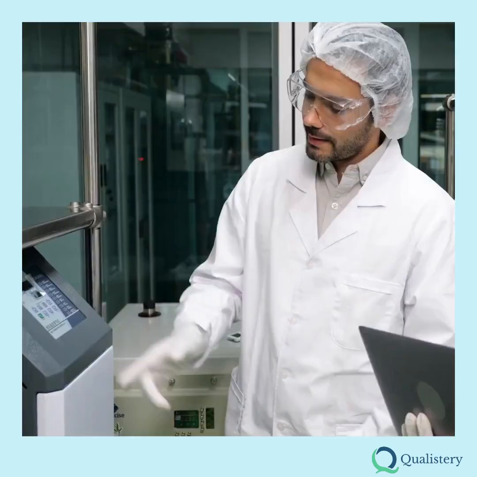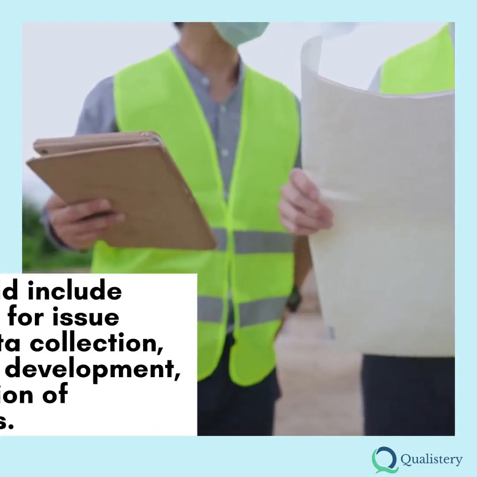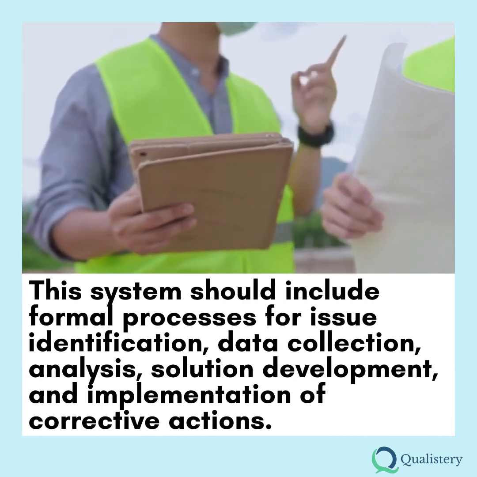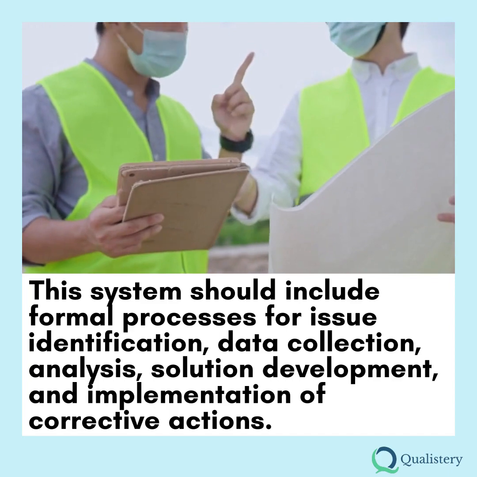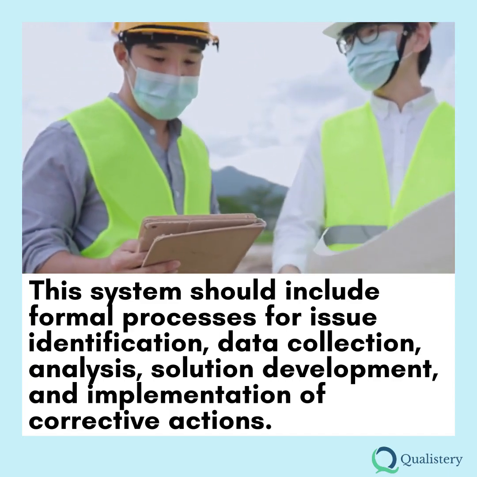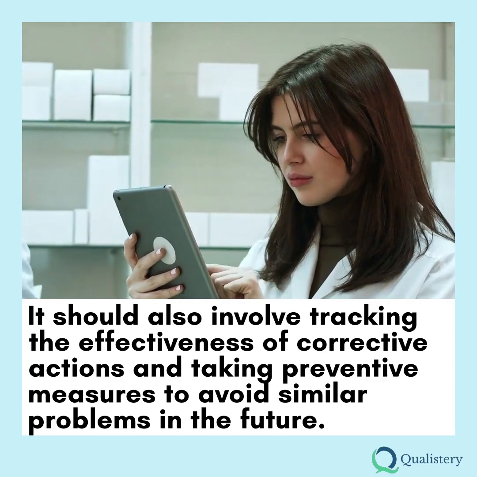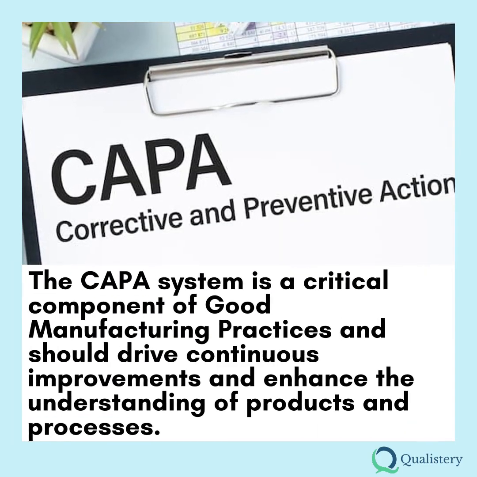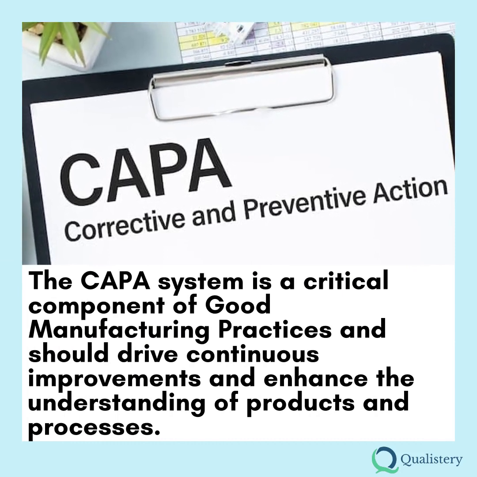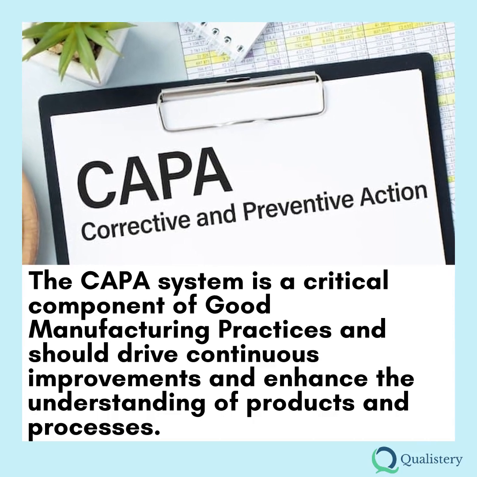2. Corrective Action and Preventive Action System. This system should include formal processes for issue identification, data collection, analysis, solution development, and implementation of corrective actions. It should also involve tracking the effectiveness of corrective actions and taking preventive measures to avoid similar problems in the future. The CAPA system is a critical component of good manufacturing practices and should drive continuous improvements and enhance the understanding of products and processes.